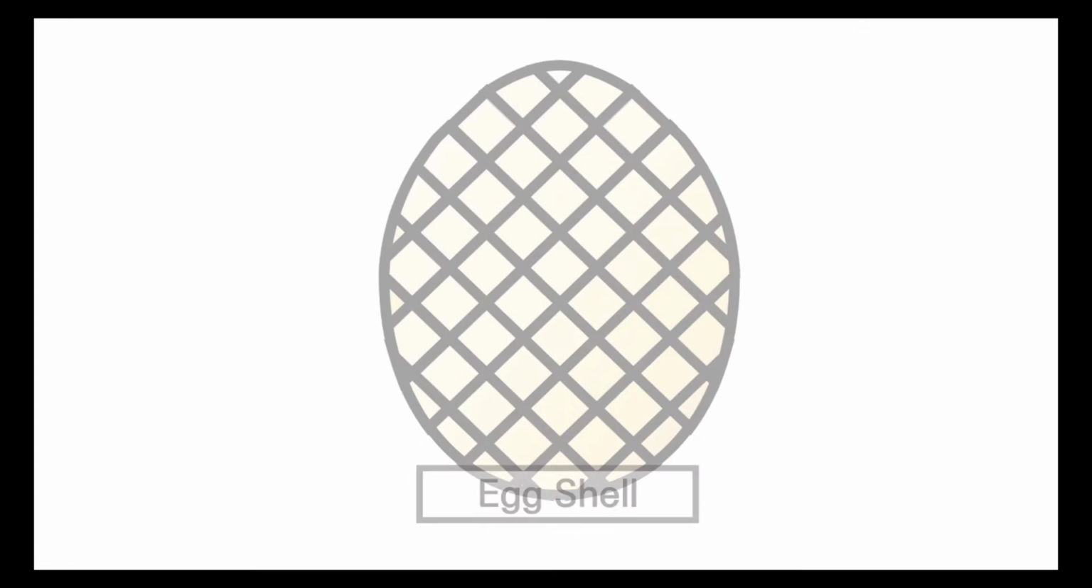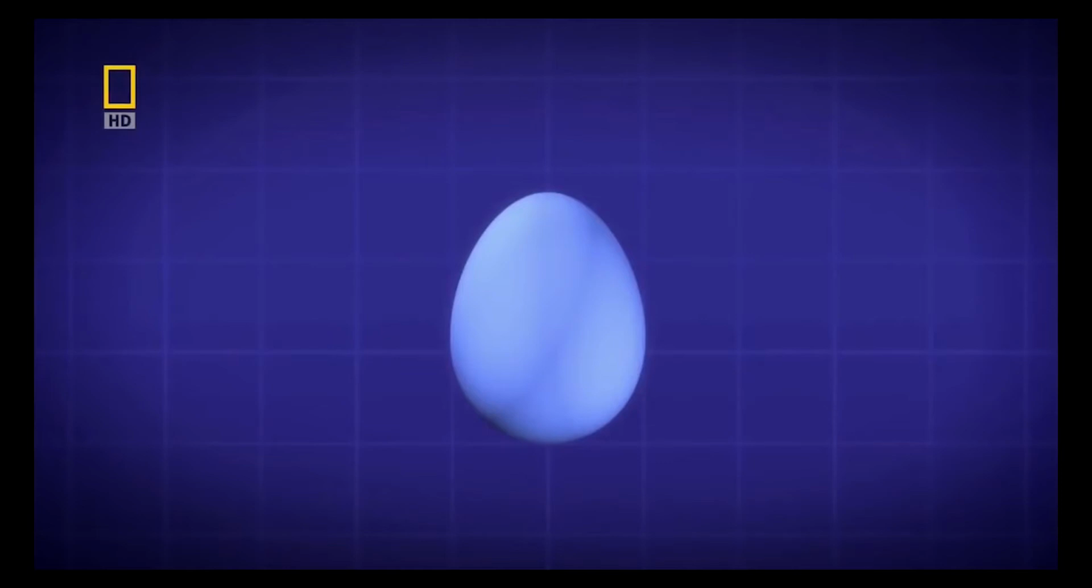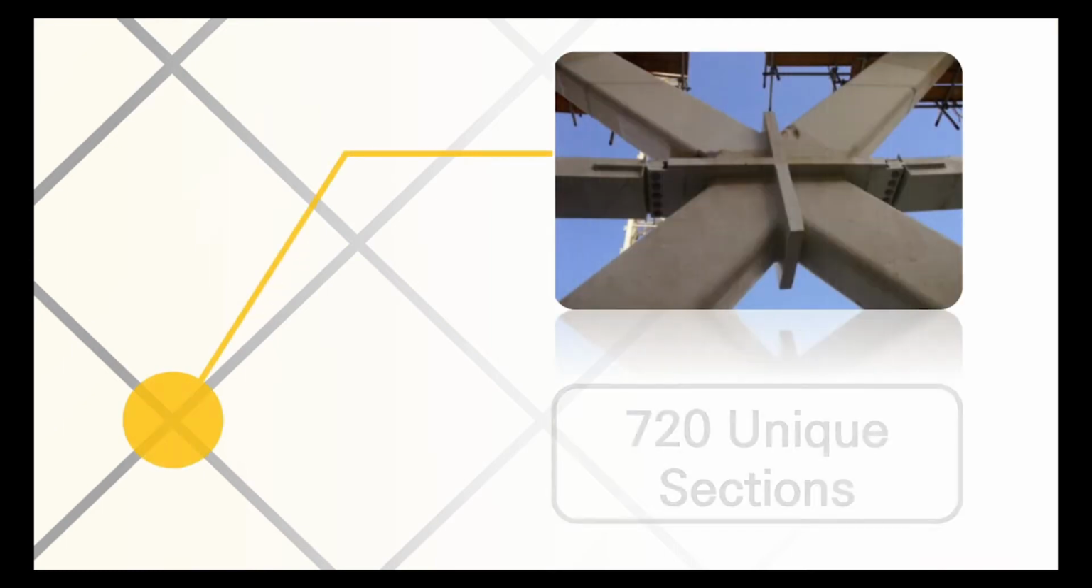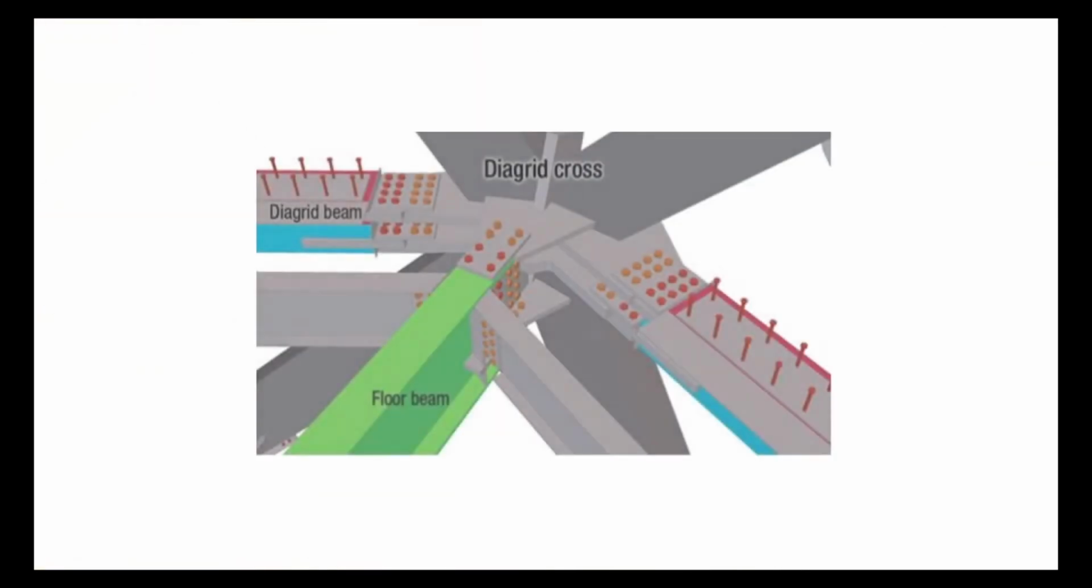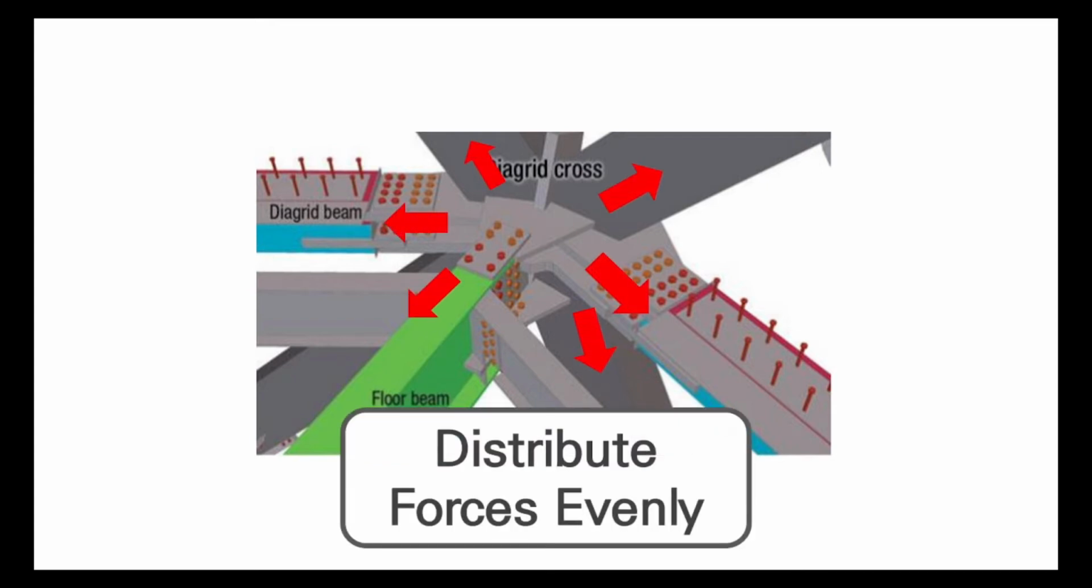This diagrid is actually inspired by eggshells. Even with a very thin layer of eggshell, eggs can withstand huge loads because they evenly distribute forces down through the shell, which means the shell can be thin, allowing more space inside. Steel beams connect to a node or joint to form a cruciform. 720 uniquely shaped sections are linked together to form the thin but immensely strong diagrid. These cruciforms work together to equally distribute the forces down the outside of the building.